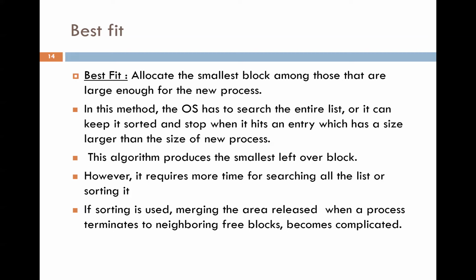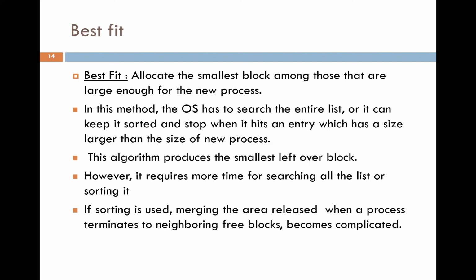Best fit, as the name itself suggests, is one of the efficient memory placement strategies. Why it is so, we'll also see. It allocates the smallest block among those that are large enough for the new process. It will not just allocate whatever available hole there is to the process. What it does is search through the entire list of available free holes, and from those, whichever block is just large enough for the particular process size.